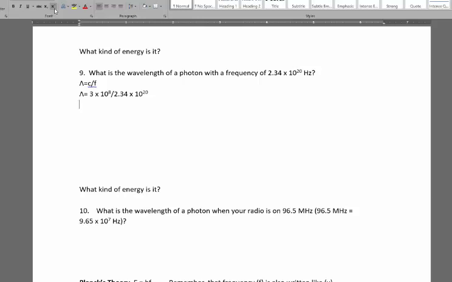So now we can do 3 divided by 2.34, and you can round that to 2 decimal places. So that is going to give us 1.28, because remember we can't have more than a single digit 1 through 9 at the beginning of our scientific notation, times 10. Remember we're dividing, so we have to subtract the exponents. So 8 minus 20 gives us -12.